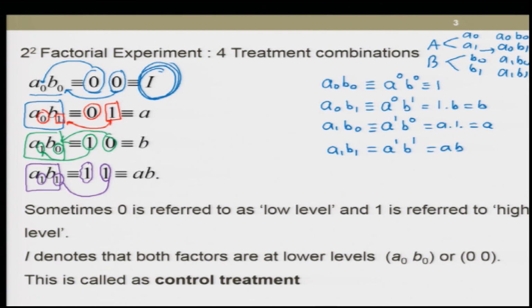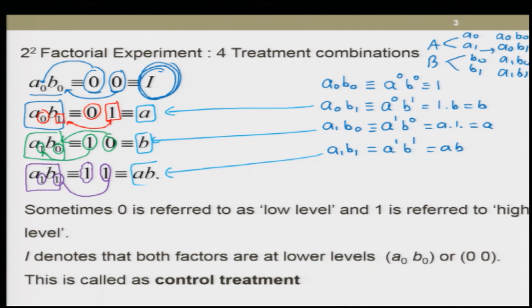And similarly, this quantity here, 0 1, which is given here like this, is denoted by A. And similarly here A1 B0 is denoted by B, and A1 B1 is denoted by A into B.